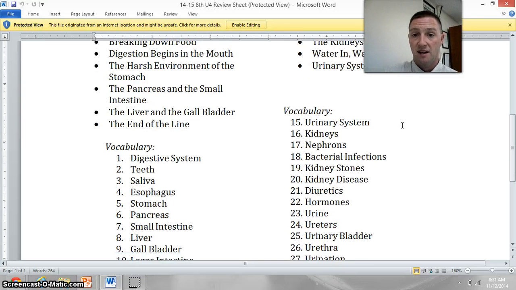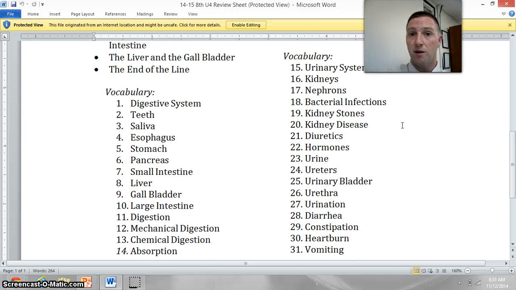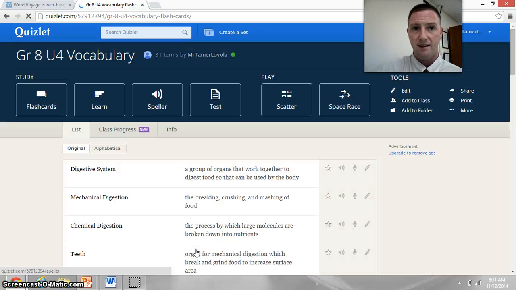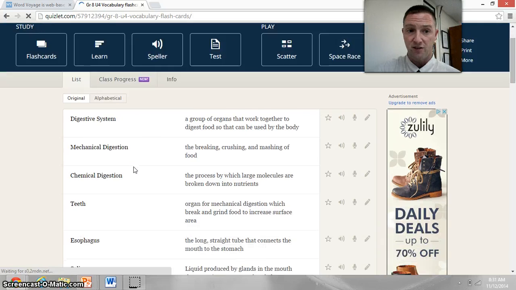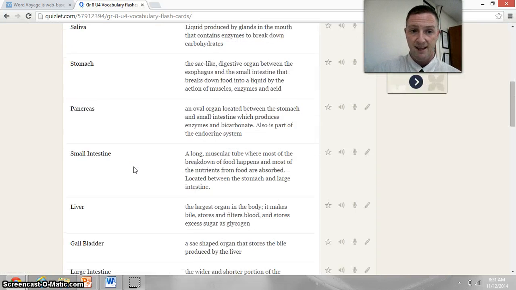There's a lot of vocabulary in this unit. Only two sections, but man, were there a lot of words in the book. These are important for understanding, so make sure you know them. In order to do that, I made you a Quizlet. Here it is, right here, grade 8, U4 vocabulary. You click on it, and boom, all the definitions for the matching section and the multiple choice section of the test are right here.